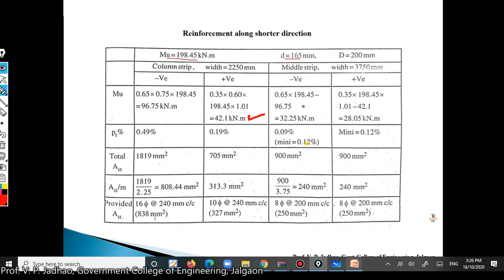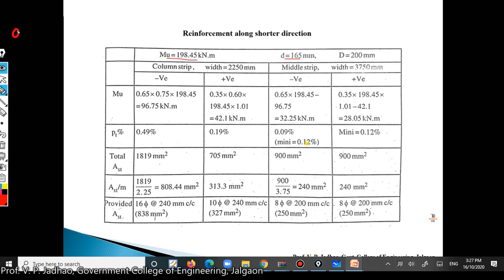Similarly, out of this 35% of your positive bending moment, 40% will be contributed by your middle strip, or you just deduct this 42.1 kilonewton meter from here, which is done here. You can see the total positive bending moment in this middle strip comes out to be 28.05 kilonewton meter.